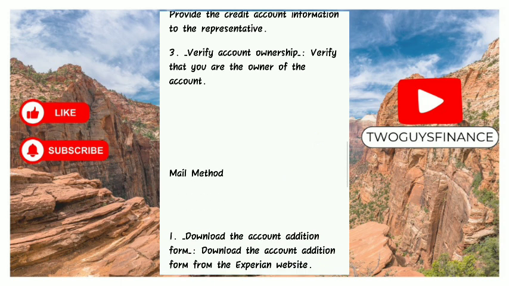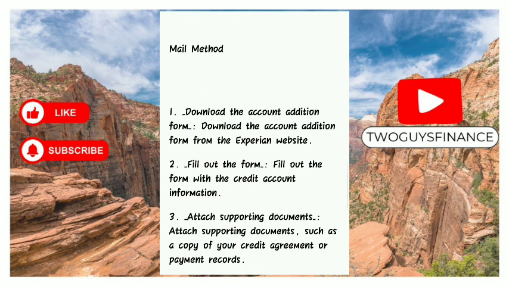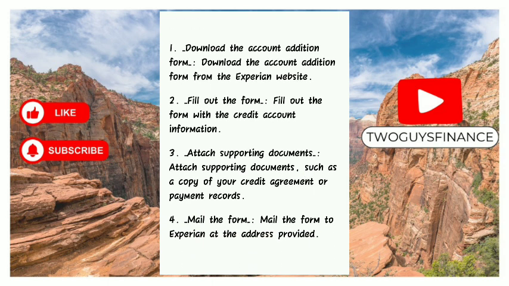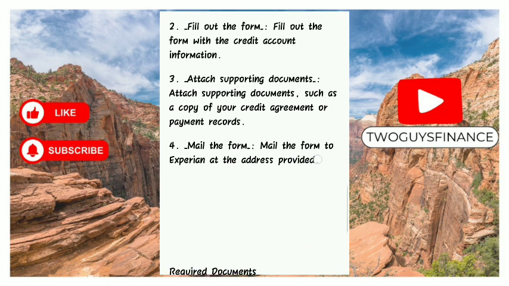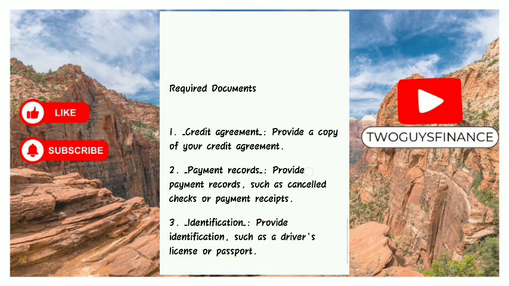Now for the mail method, what you want to do is to download the accounts addition form from the Experian website, and then fill out the form with the credit account information and attach supporting documents such as a copy of your credit agreement or payment records, and then just mail the form to Experian at the address provided.